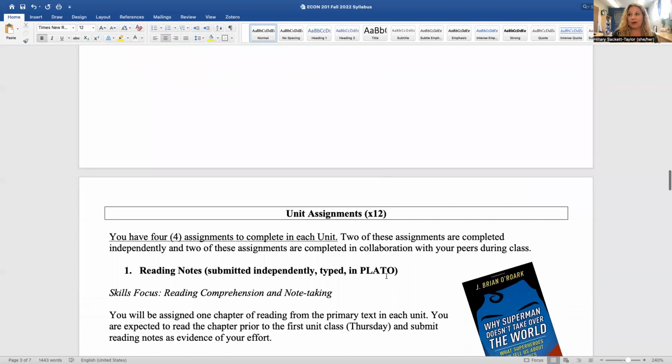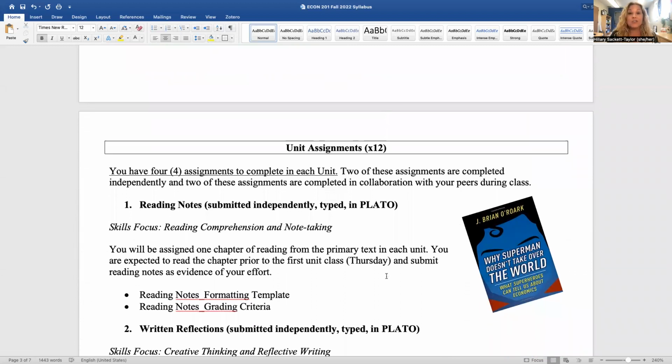So let's break this down even further. Every unit lasts 1 week, Thursday till Tuesday. And in every unit, there will be 4 assignments given to you. 2 of these assignments will be completed independently on your own time outside of class. And 2 of these assignments will be completed in collaboration with your peers during class time. So while I will not be counting attendance towards your final course grade, attendance is necessary for passing this class because 2 of the 4 assignments every week happen in class.